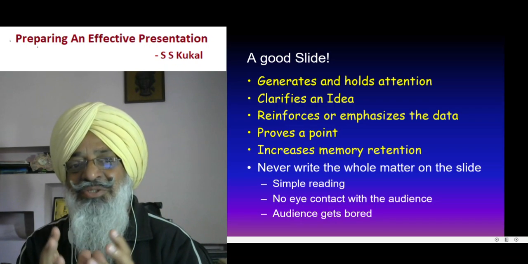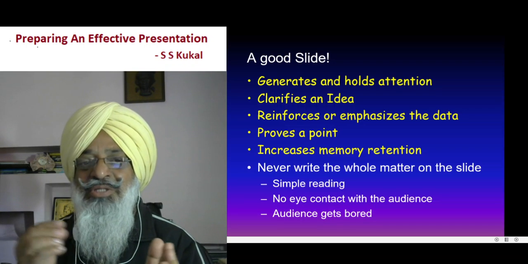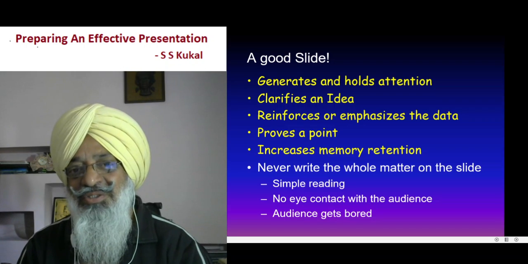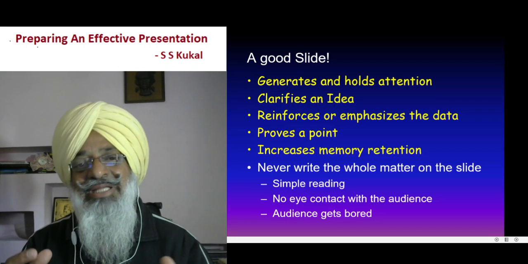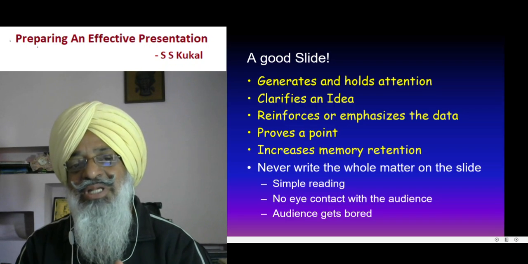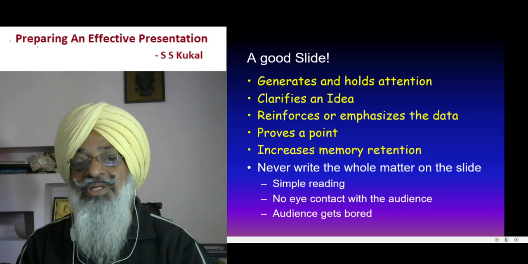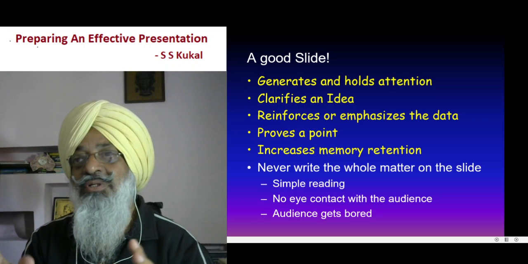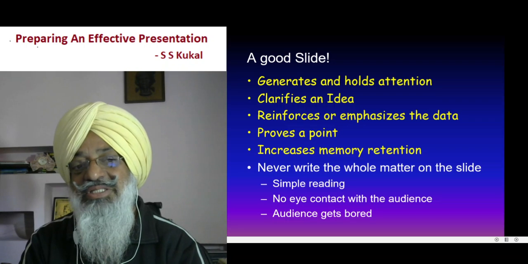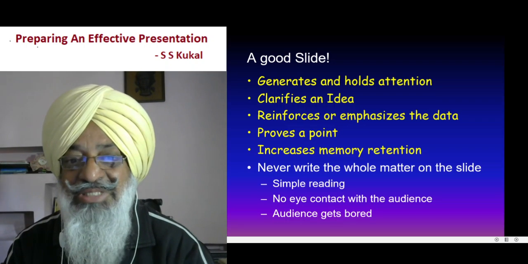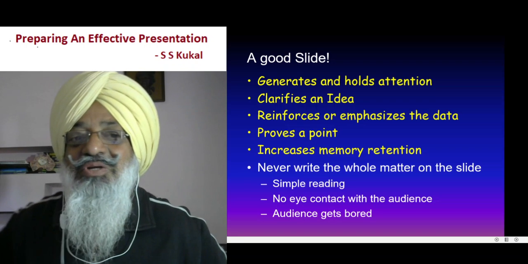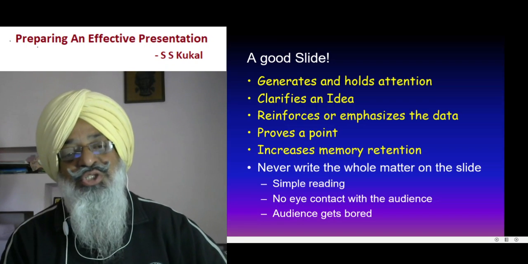Then a slide should clarify an idea. It should reinforce or emphasize the data, meaning strengthen whatever you are speaking. Then a good slide should prove a point. It's not that you wrote a particular point and then whatever you concluded was not proved on the slide itself. And of course, a good slide increases memory retention, and memory retention will be increased only when your slide is quite attractive.